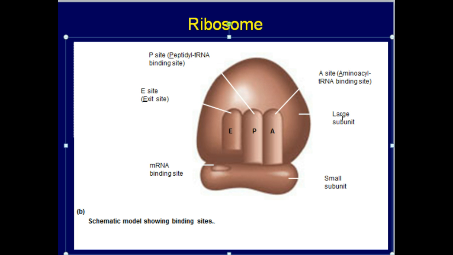Now, the P site. Let's talk about the P site first. You have this peptidyl tRNA binding site. So you need to write that down and make sure that's labeled correctly. You have the A site, the aminoacyl tRNA binding site. And then you have the E or exit site. So make sure you have those labeled correctly. Now you also see the mRNA binding site. Make sure you have all of this labeled correctly. We're going to refer back to it in our discussion of ribosomes.